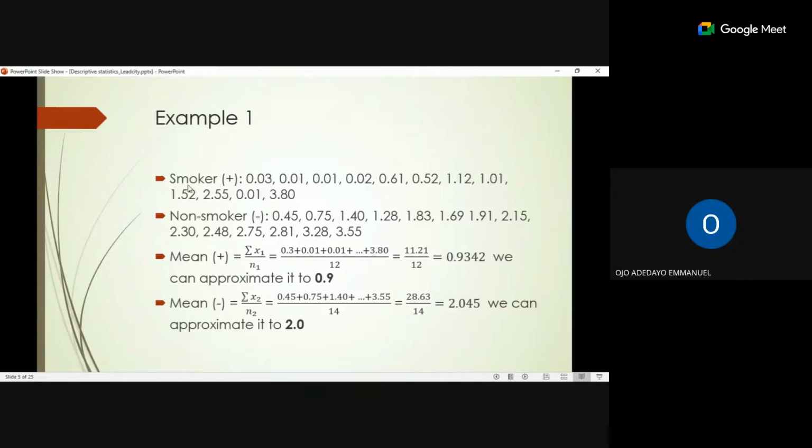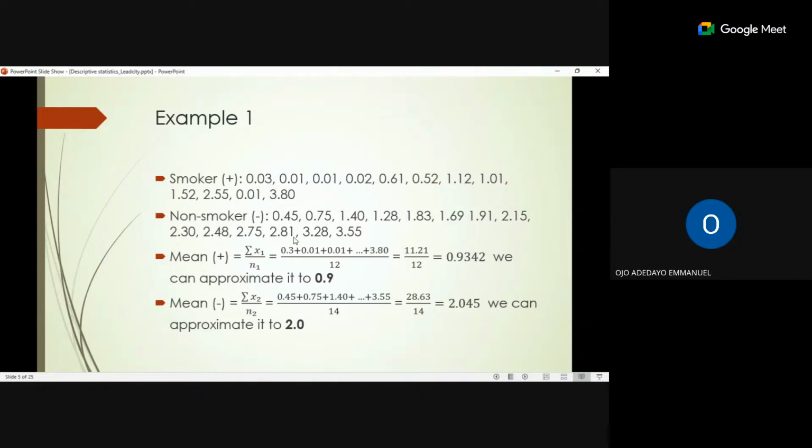If you look at this particular data that you are seeing here, they are ungrouped data. Now this one is for non-smokers, those people that don't smoke. We have their numbers here. So the first thing is they want to calculate the mean of the smoker and then the mean of the non-smoker.